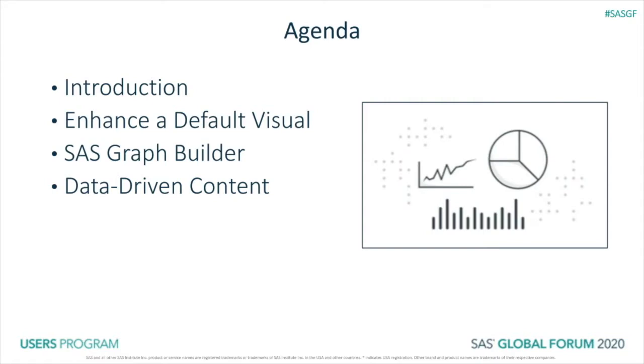The first technique will be enhancing a default visual. By that, I mean taking a graph that you can create out of the box from SAS Visual Analytics and exploring all the options and settings that are available to make sure the graph really shows what you want it to. The second thing we'll look at is the SAS Graph Builder. It's an application that allows you to define your own custom graph templates and add them to the list in the Objects tab to be used when you're creating reports.